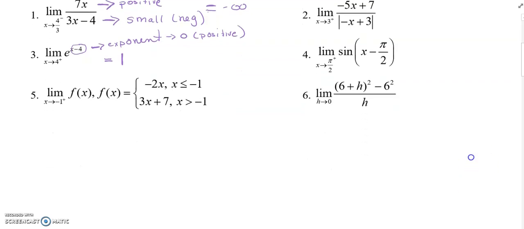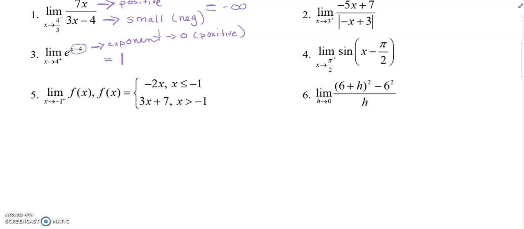I want you to take a moment, pause the video, and look at number 5. Think about the limit as x approaches negative 1 from the right, a number just bigger than negative 1. I want you to decide in this piecewise function how you would do that. So please pause the video.